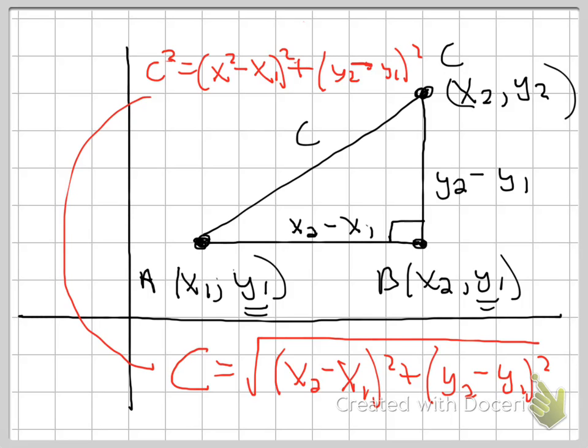Okay, this is getting long. Our next video will use the distance formula.